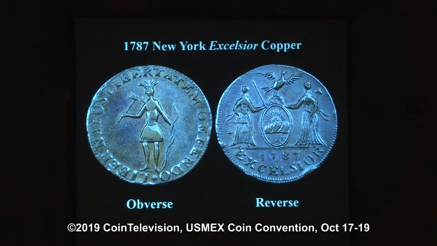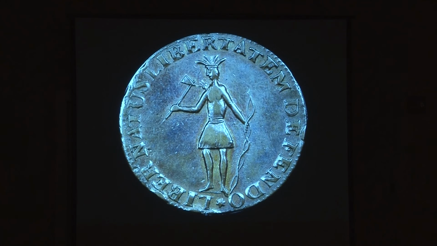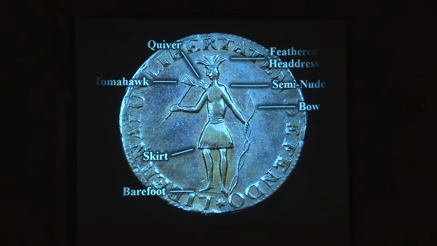So here is the Excelsior coin, the obverse and the reverse. That is the coat of arms of the state of New York. Notice the crown hasn't been introduced yet, but this is an earlier version of what we just saw a moment ago. And here's our figure. Again, let's zoom in. And we've got a legend surrounding it with lots of interesting elements to it. We've got our quiver, we've got our feathered headdress, semi-nude, bow, barefoot, again signaling that this is a wild person, a skirt, and a tomahawk in hand.